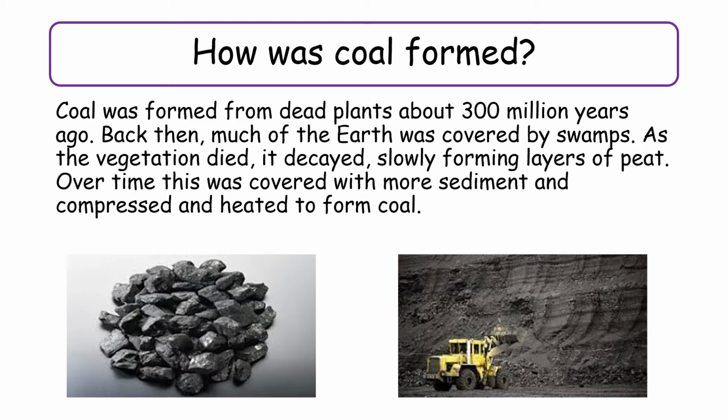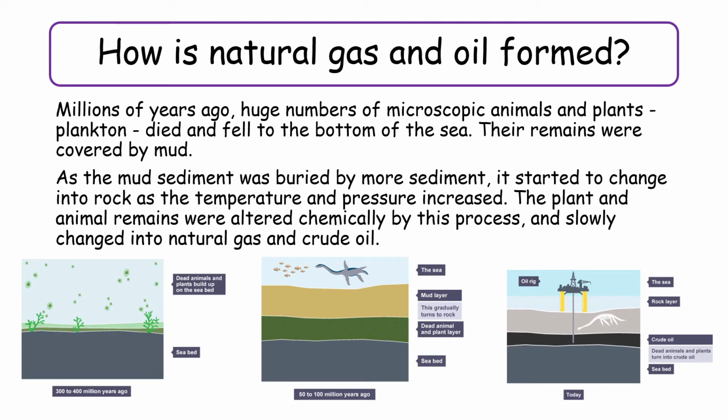It was covered by layers of water and dirt, and this trapped the energy of the dead plants, and then over time the heat and the pressure from the top layers helped the plant's remains turn into what we call coal. And what about natural gas and oil as well? I've got three diagrams at the bottom of the screen there to help illustrate this.